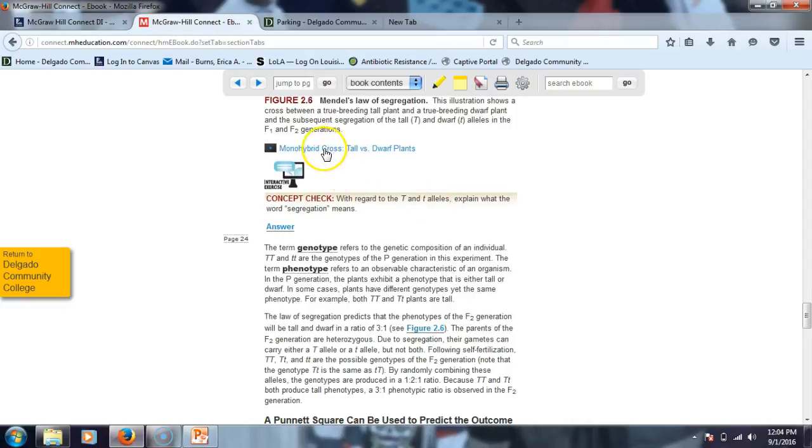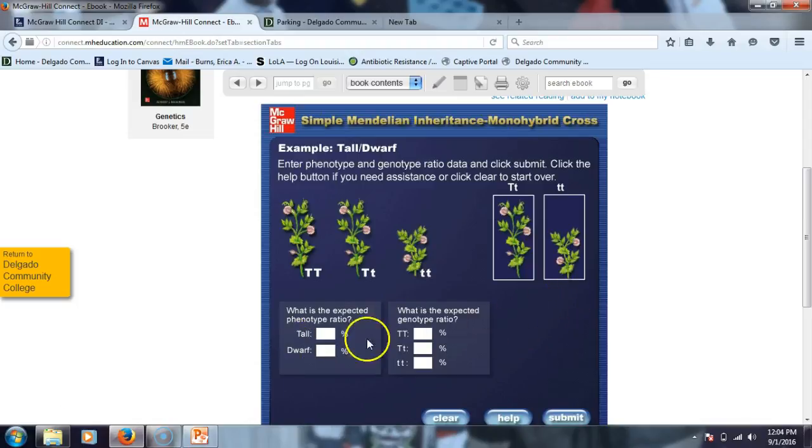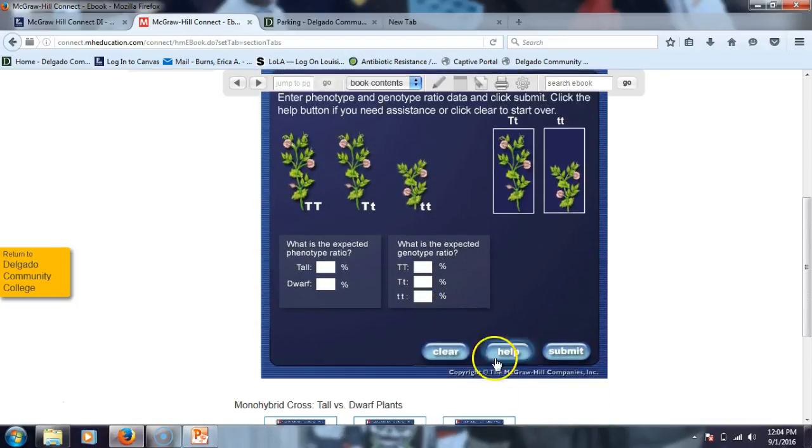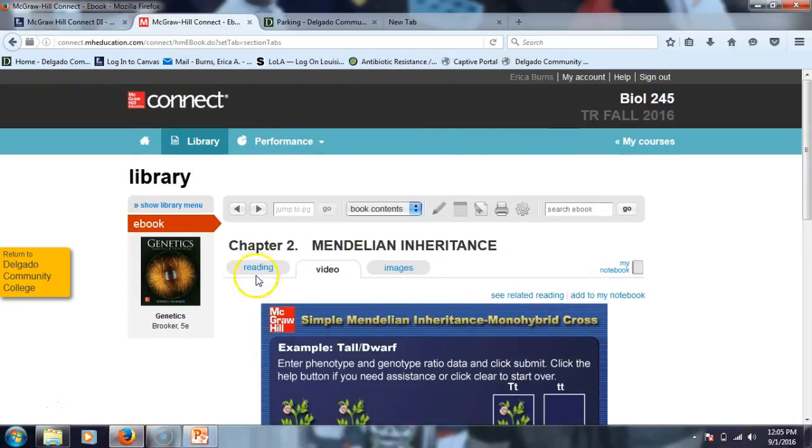Alright, so monohybrid cross, tall versus short. If you click on this, it's actually an interactive. I showed you guys this before. So I'm going to give you homework like this, but I think I can actually assign this in Connect, where you can drag them in, and then you do the Punnett square, and then you can put in the answers, and it will tell you if you got it right or wrong. Or you can just click help, and it'll give you the answer. Which, if you do that, y'all, and you don't figure these things out on your own, you're going to get it wrong on the test. So try and figure it out, but then check your work.